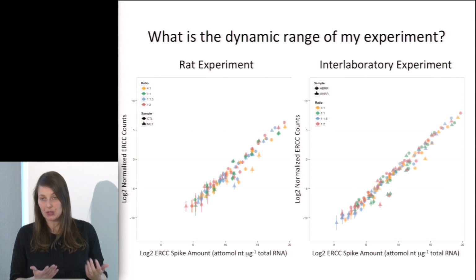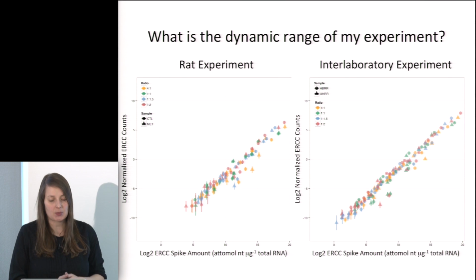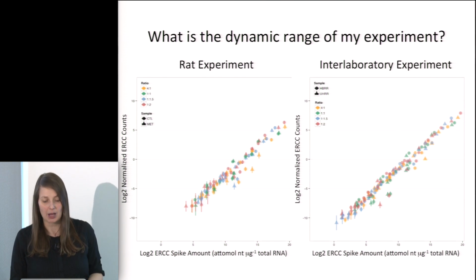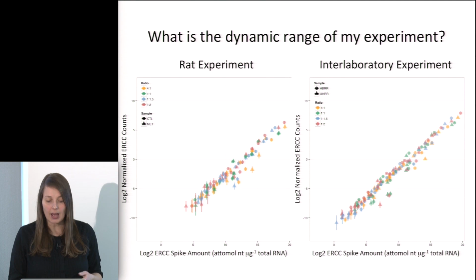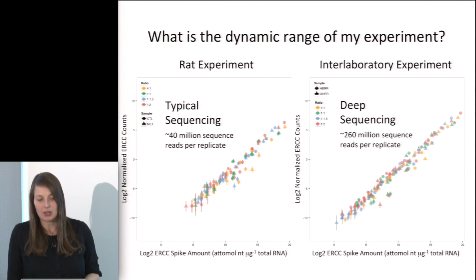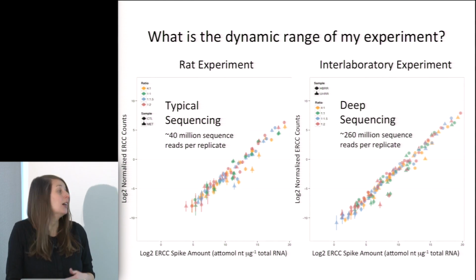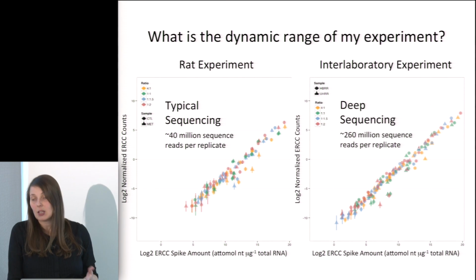So one might ask, when you're doing an experiment like this, what is the dynamic range of my experiment? And so you can see here, for the rat experiment, there's a slightly truncated dynamic range compared with the interlaboratory experiment. And the reason for that is that in the rat experiment, typical sequencing depth was done where there were 40 million sequence reads per replicate. And in the deep sequencing experiment that was done in the interlaboratory study, there were over 260 million sequence reads per replicate. So it's quite a bit. And so in the interlaboratory study, they were able to capture the full 2 to the 20 dynamic range of the design.